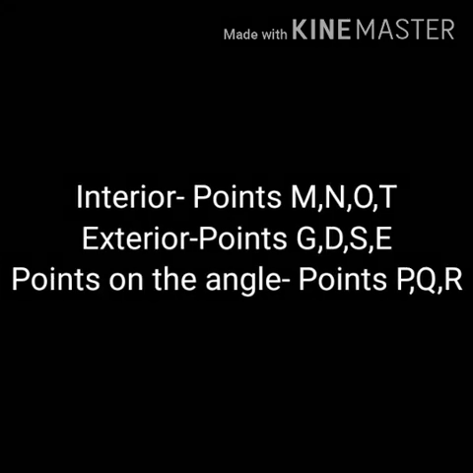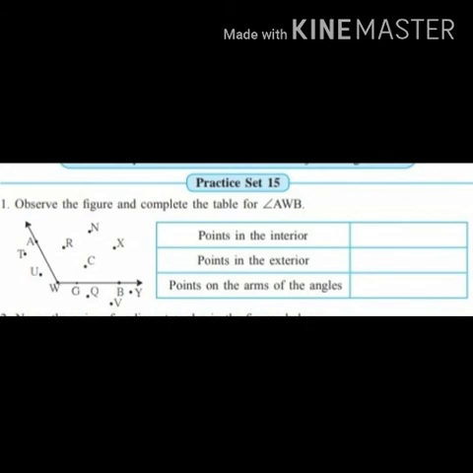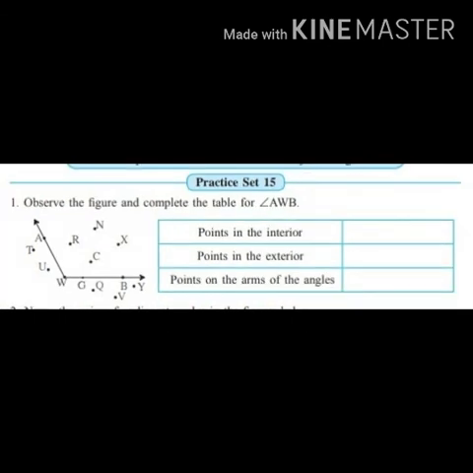Now let us see points on the angle. It means which lie on the angle or which are on the angle. And points on the angle, that is points P, Q, R. So points P, Q, R lie on the angle. See practice set 15. You have to solve example number 1. An angle is given. You have to find points in the interior, points in the exterior, and points on the angle.